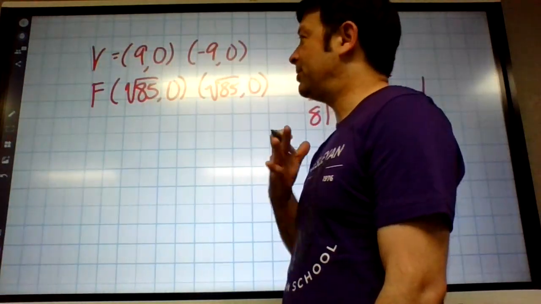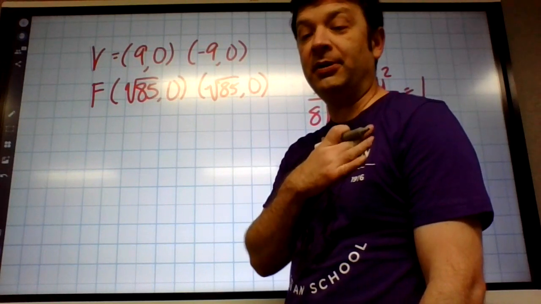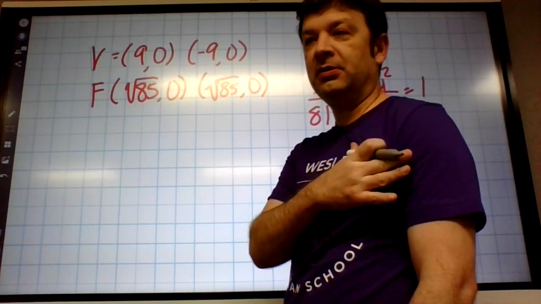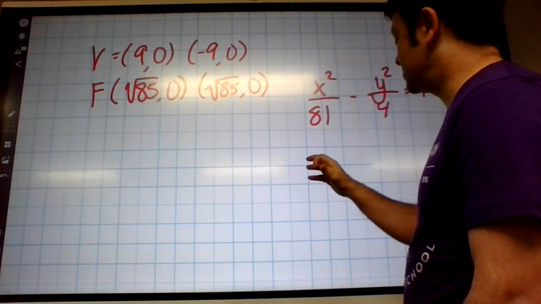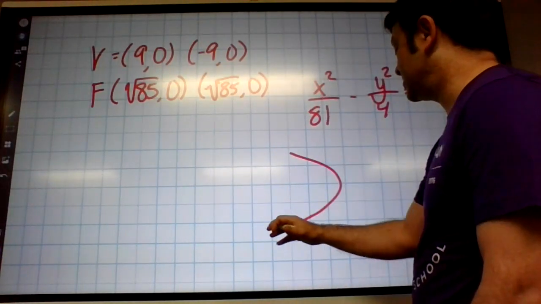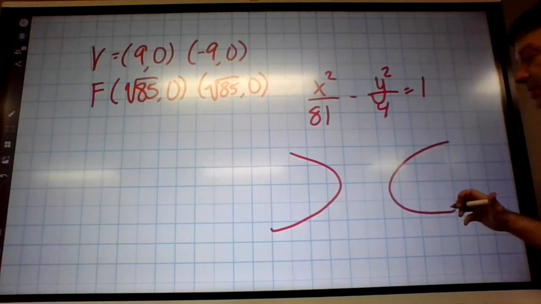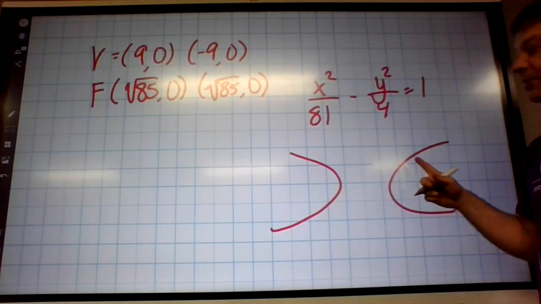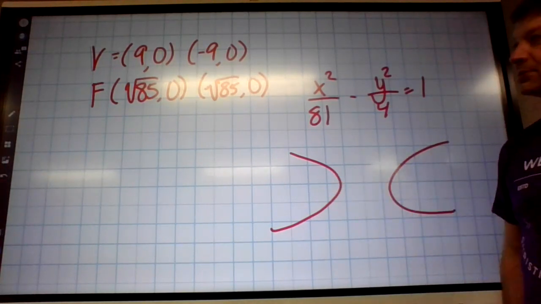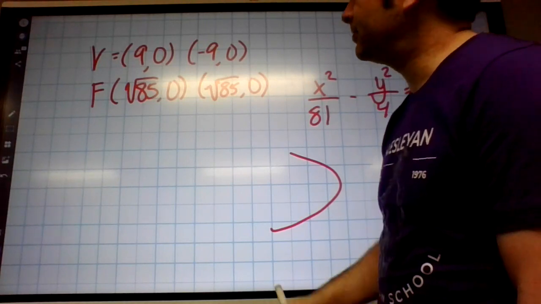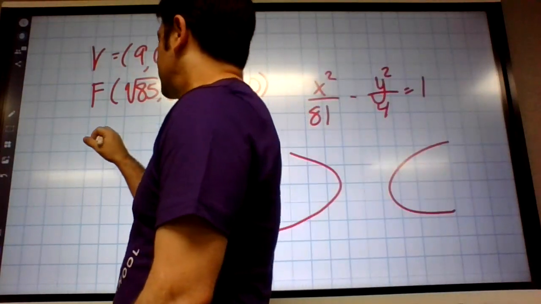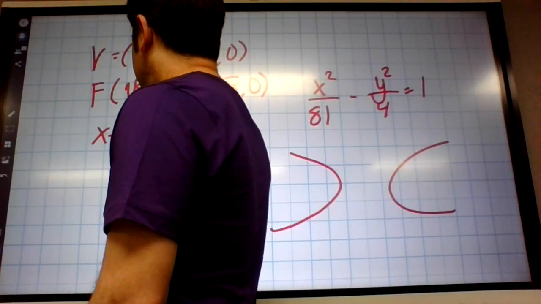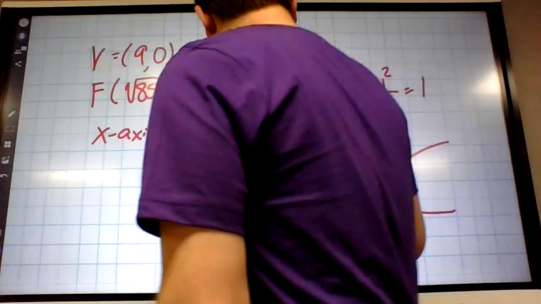Okay. Do you guys know how I knew it was going to open left or right? Because the x-axis is the major axis, so that means the hyperbola is going to be on that axis, so it's going to go like that. What do we want to write? Let's just put x-axis, I guess. Is that left or right? Okay.